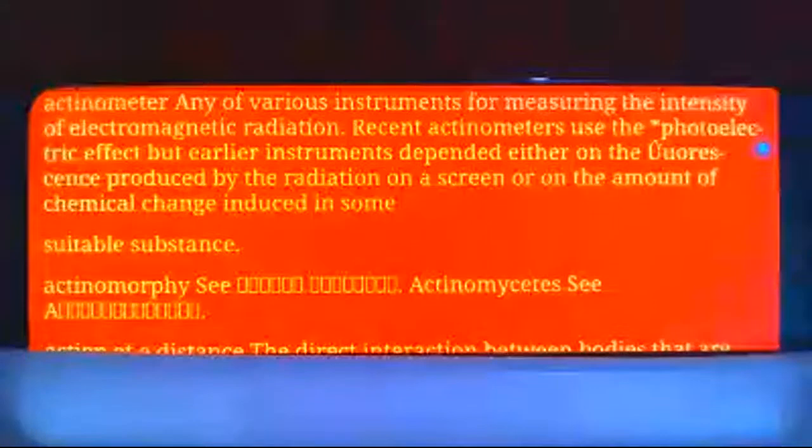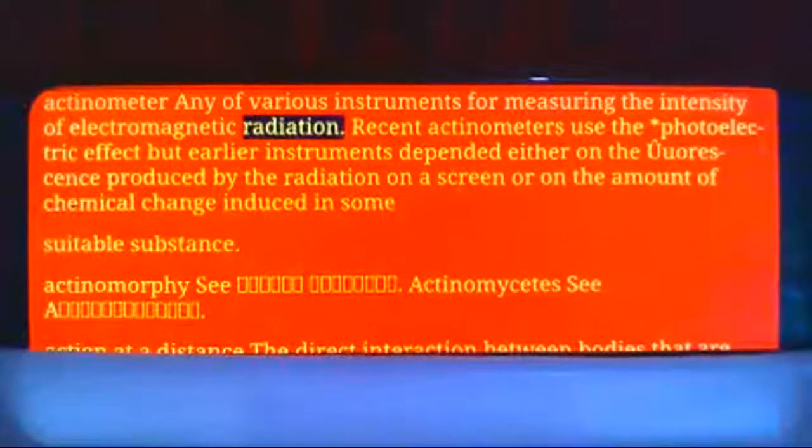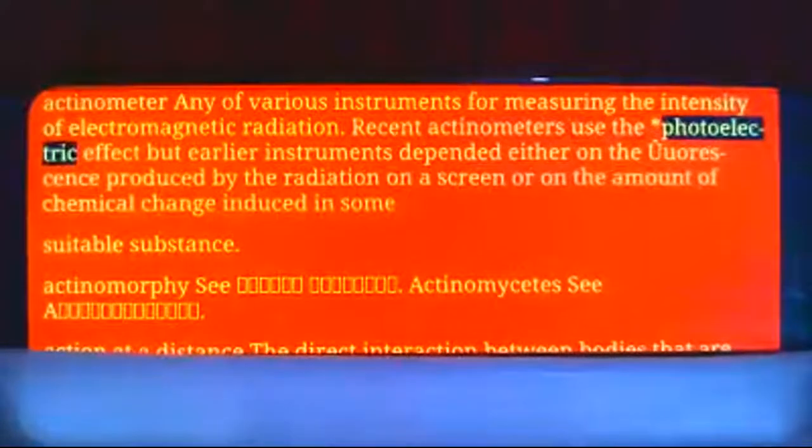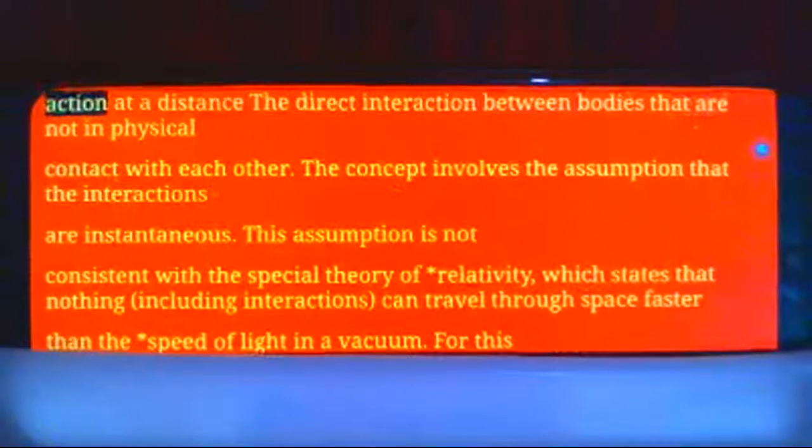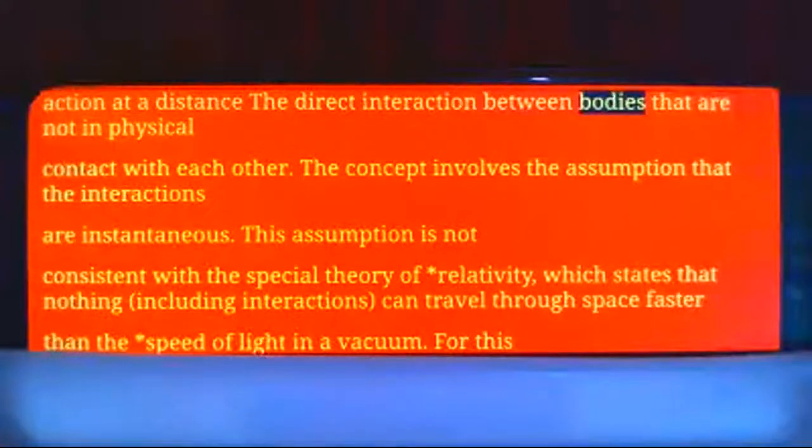See also actinometer, any of various instruments for measuring the intensity of electromagnetic radiation. Recent actinometers use the photoelectric effect, but earlier instruments depended either on the fluorescence produced by the radiation on a screen or on the amount of chemical change induced in some suitable substance. Actinium-C, actinium-C'.